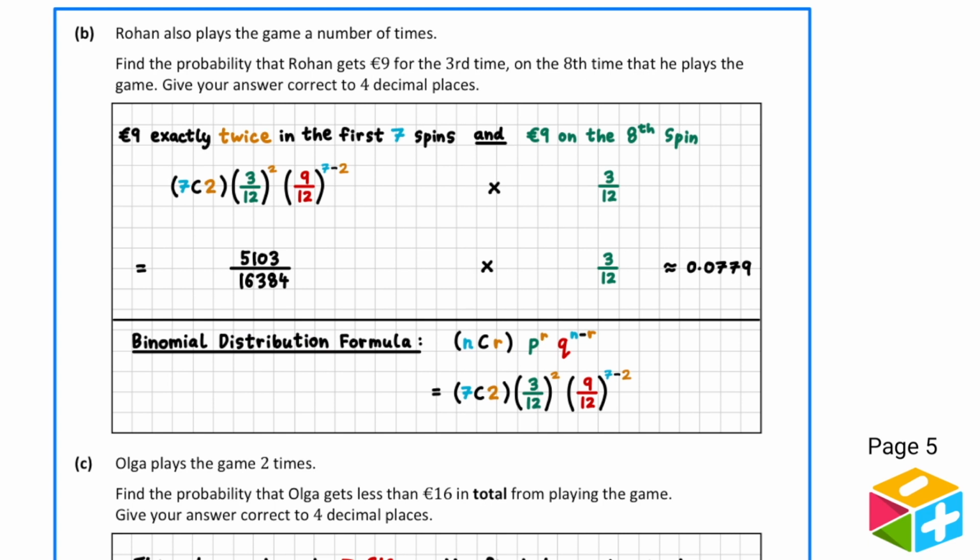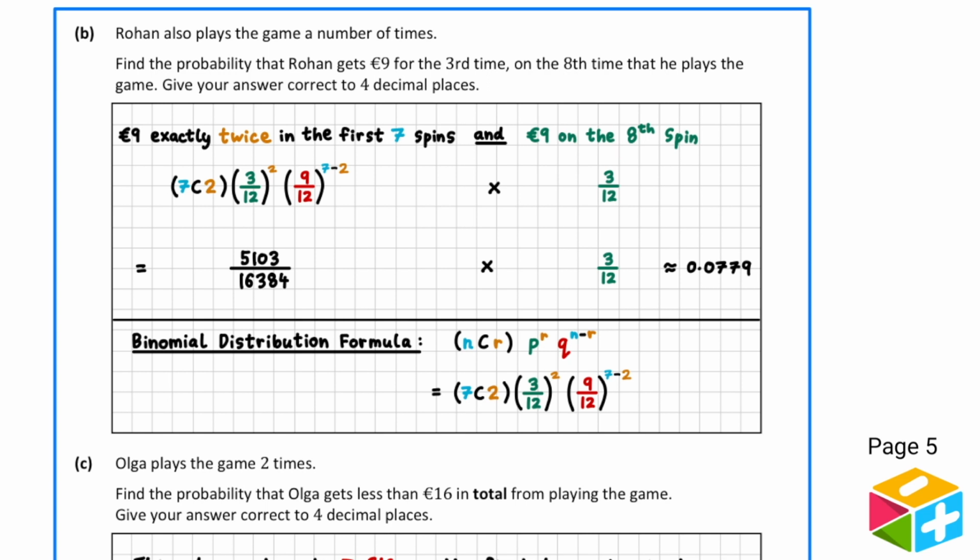In part B, we're told that Rowan also plays the game a number of times. We need to find the probability that he gets €9 for the 3rd time on the 8th time that he plays. Well, there's 2 things that need to happen here. Rowan must win €9 exactly twice in the first 7 spins, and then win €9 on the 8th spin.